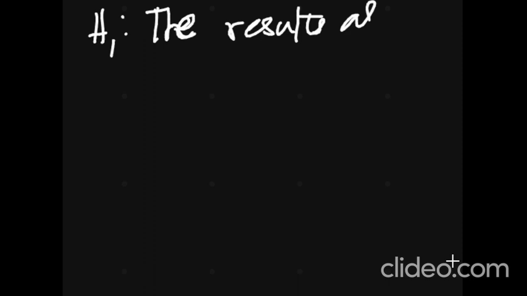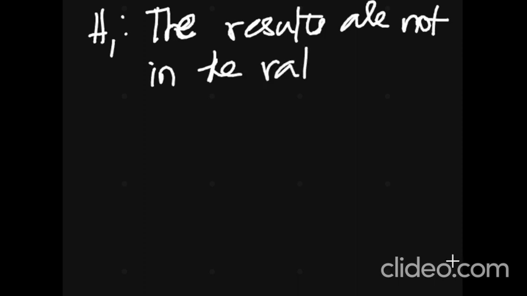Next, we have to set H1, which is nothing but the results are not in the ratio 4 is to 3 is to 2 is to 1. This is our H naught and H1.